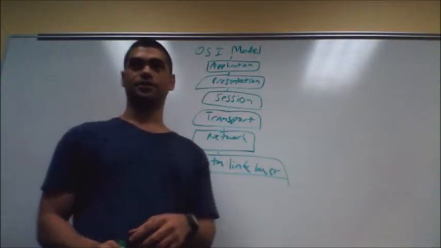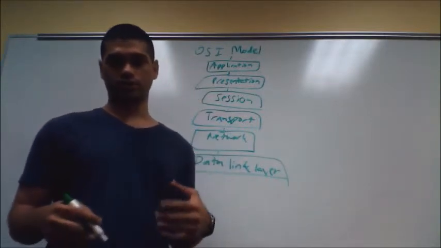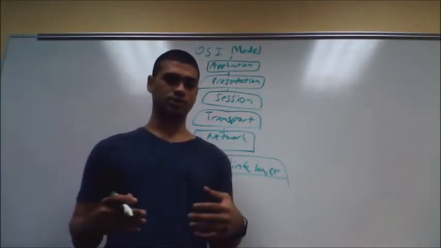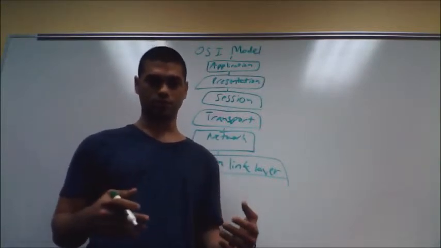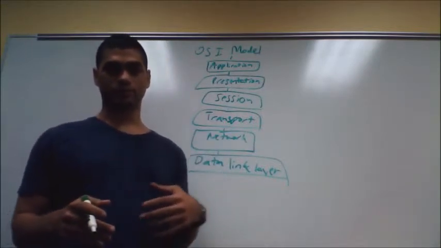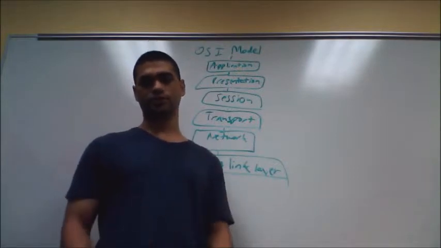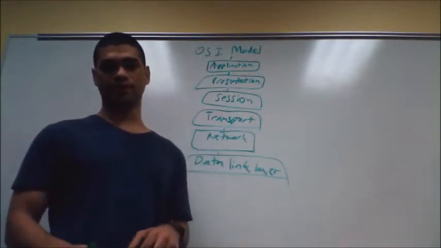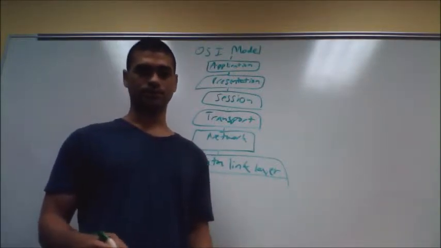Now, the data link layer is a layer where the switches operate. All the computers get plugged into a switch so that they can talk to each other. And also, this is where MAC addresses reside, the media access control addresses. Each individual device has a certain MAC address assigned to it.